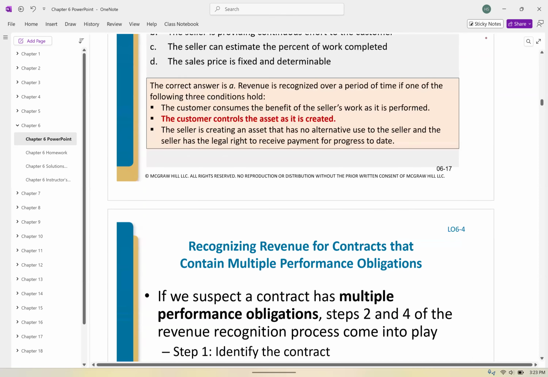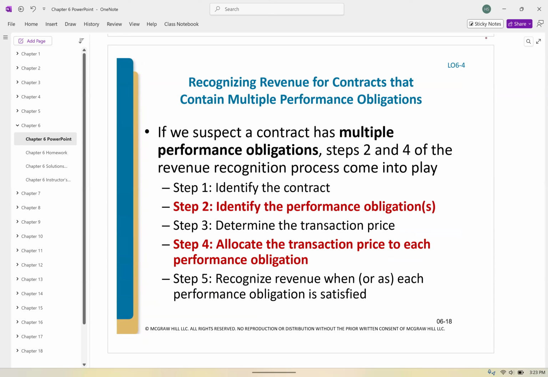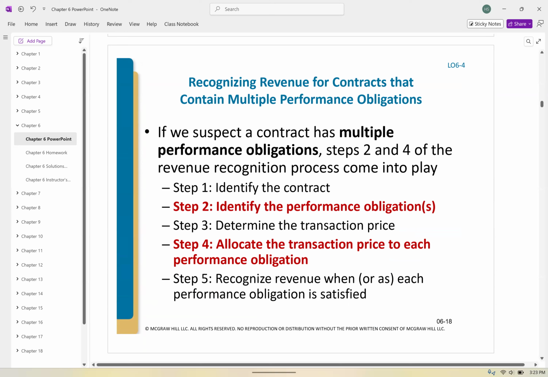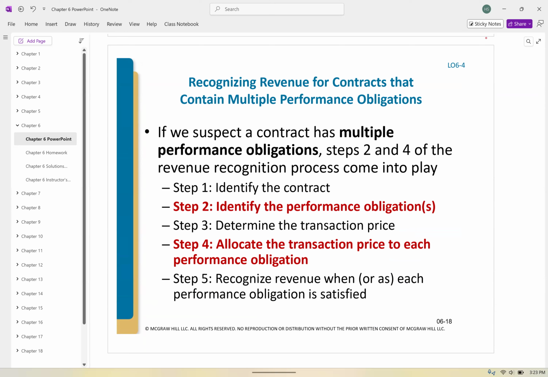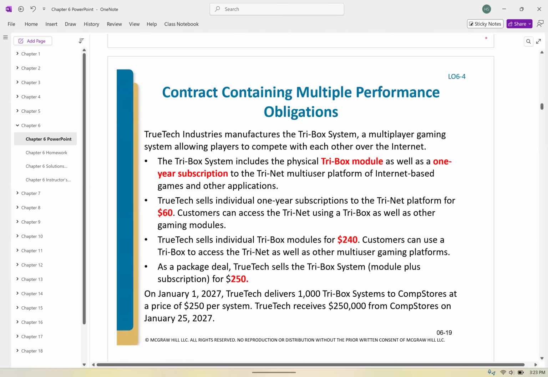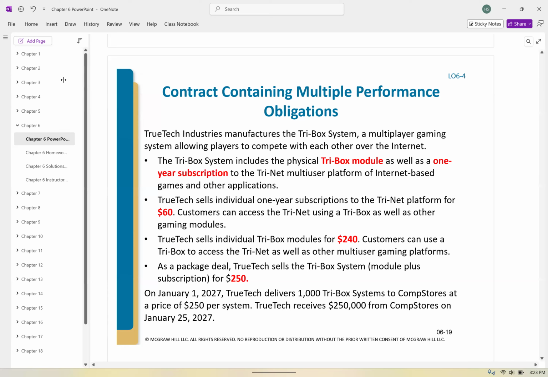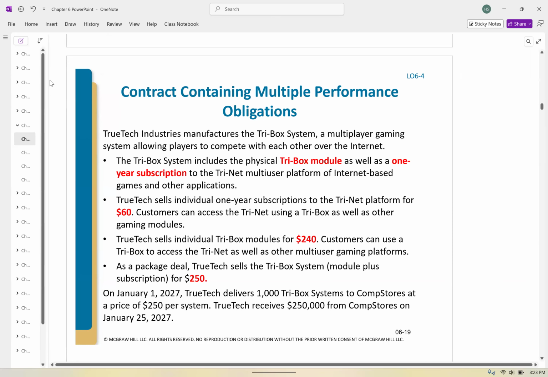Okay, so we're going to come down here and we're going to go through an example where we have more than one service obligation. So they have our little process here: identify the contract, identify the performance obligations, determine a transaction price, allocate it, then recognize revenue. Okay, so we got a lot of stuff in this next slide. I'm going to circle some of the things that we need. Let me move my screen over a little bit, and I am going to write a little blurb of information over here.